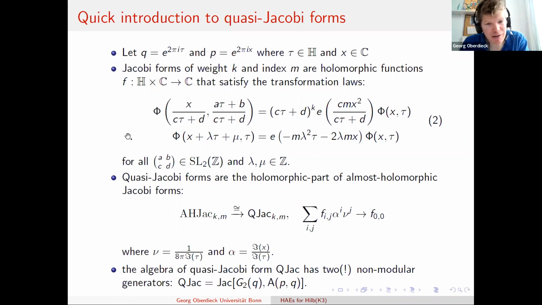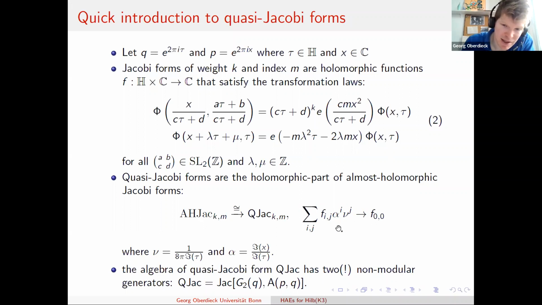And so what are quasi-Jacobi forms? Quasi-Jacobi forms are holomorphic parts of almost holomorphic Jacobi forms. The way this looks is you look at functions which are finite sums, given by F_ij times alpha to the i and nu to the j. The alpha and nu are non-holomorphic variables. In fact, they're given down here. So nu is just given by a constant times one over the imaginary part of tau, and alpha is given by the imaginary part of x divided by the imaginary part of tau.